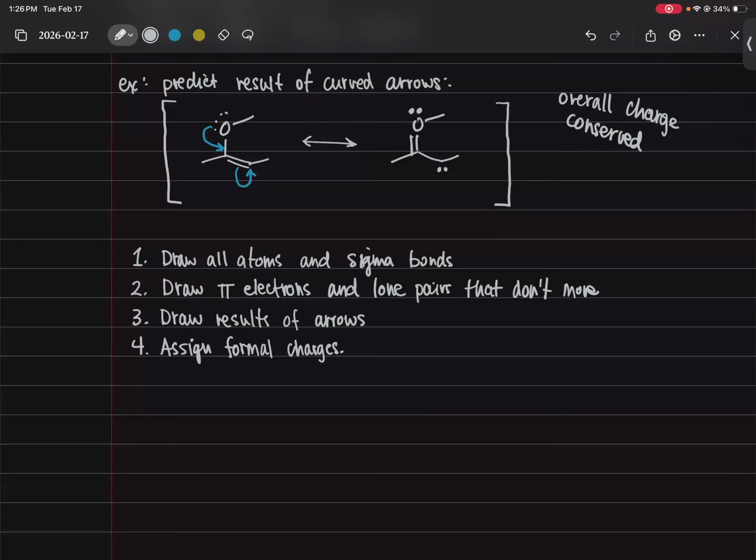Based on that chart, if oxygen has 3 bonds and 1 lone pair, what kind of charge does it have? Positive. Okay, if carbon has a lone pair, what charge does it have? Negative. Okay, so the overall charge is conserved. We have 1 positive charge and 1 negative charge. Overall, that's neutral, and we've shown the movement of electrons based on the arrows.